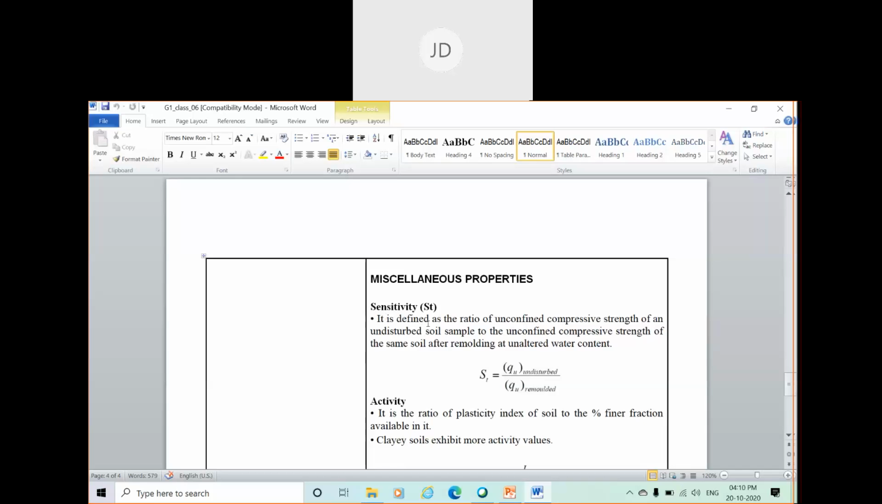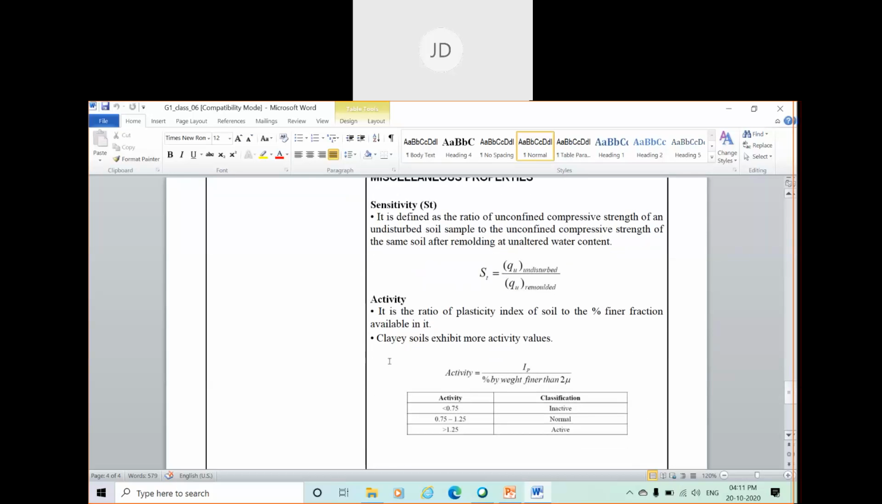So sensitivity of soil is denoted by St, and it is a ratio of unconfined compressive strength, denoted by qu, of undisturbed soil to that of remolded or disturbed soil, whatever you say. Next, activity. Activity is also a property of fine grained soil, especially clay soil. It represents how much percentage of clay is present in a particular fine grained soil.